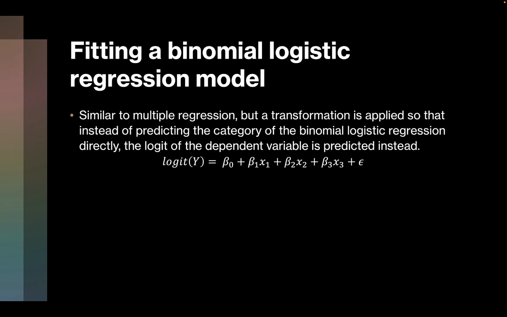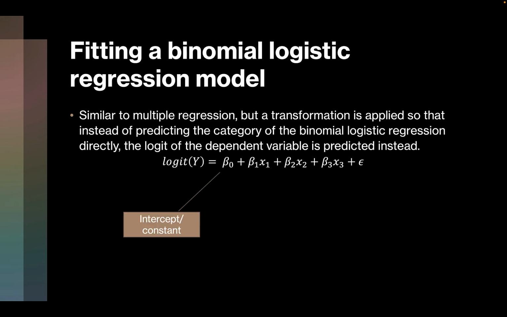All right, fitting a binomial logistic regression model. It's going to look very similar to multiple regression. The big difference you're going to see is that a transformation is applied so that instead of predicting the category of the binomial logistic regression directly, the logit of the dependent variable is predicted instead.